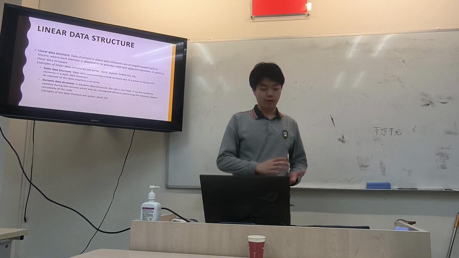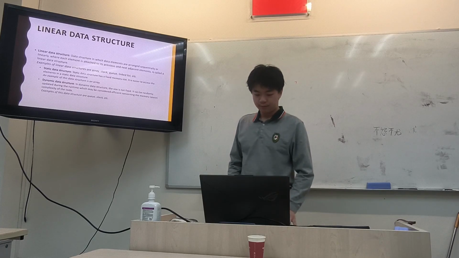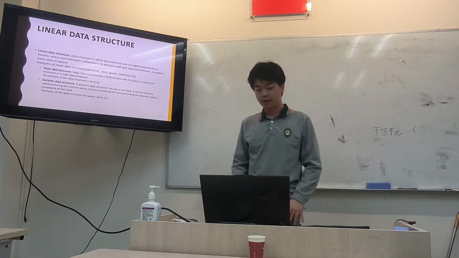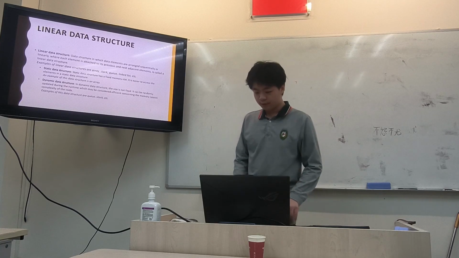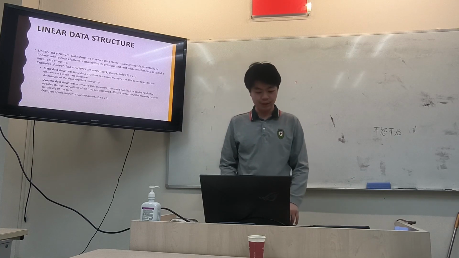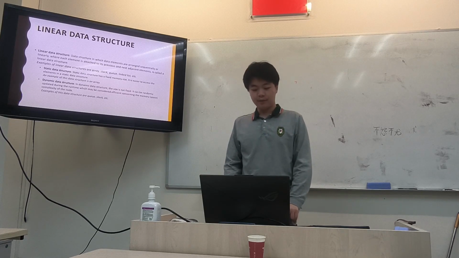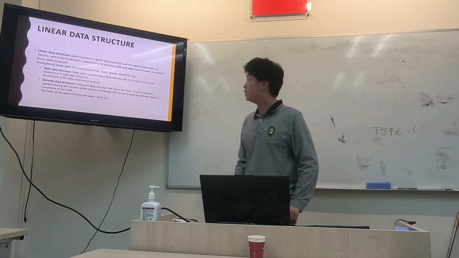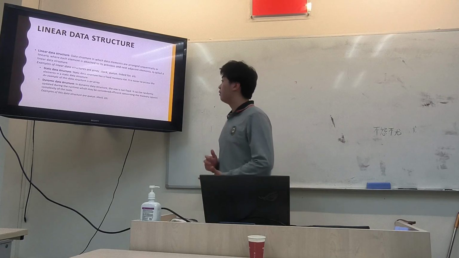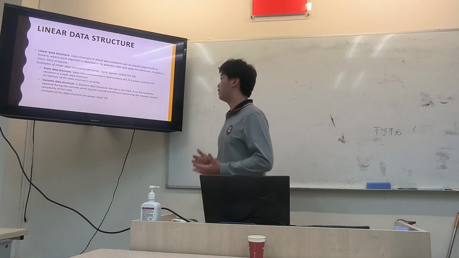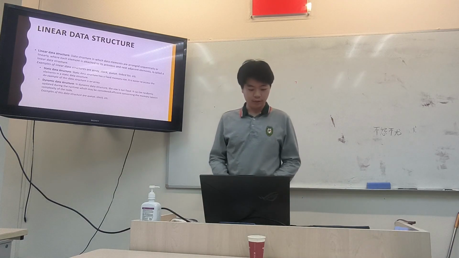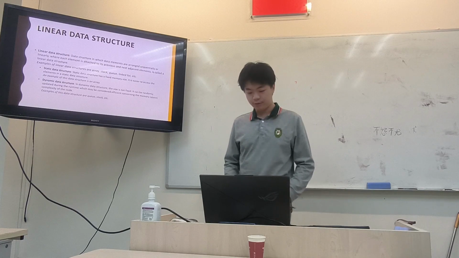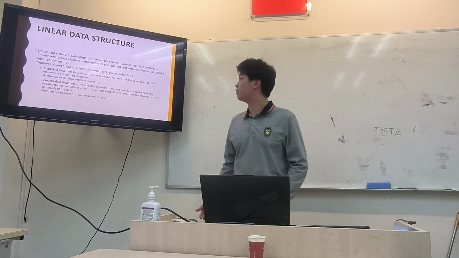So for a linear data structure, it is a data structure in which data elements are arranged sequentially or linearly, where each element is attached to its previous and next adjacent elements. So for this type of data structure, it is called a linear data structure. Examples of linear data structures are array, stack, queue, linked list, and so on.